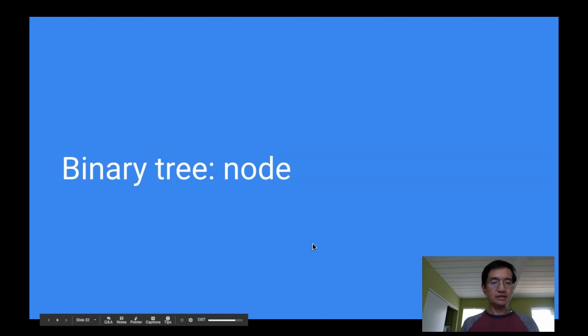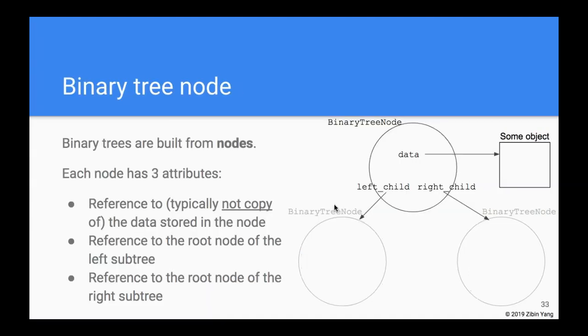Hi, so we're going to start talking about the binary search tree implementation. We'll start off talking about the node implementation. As we've seen a few binary trees already, we can see that they are built from nodes. And each node, it should be obvious, has at least three attributes. The first is the data, what's being stored in that node.